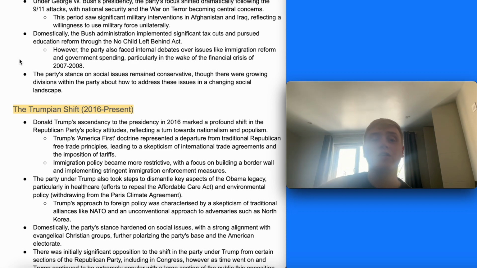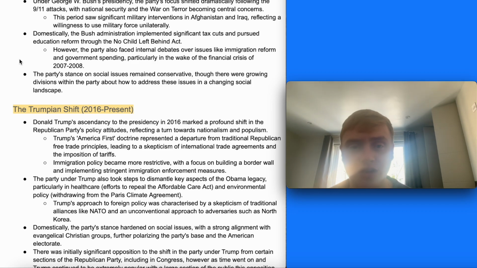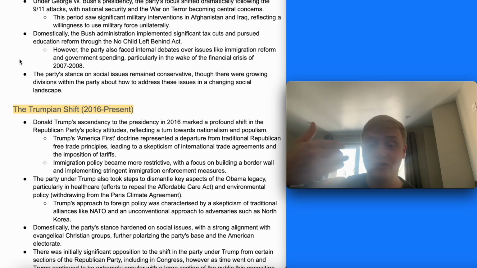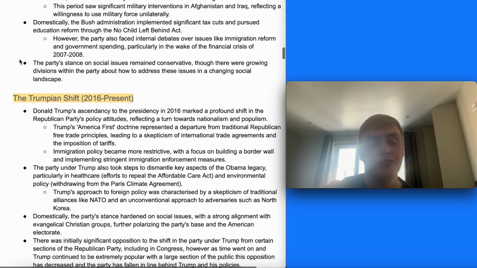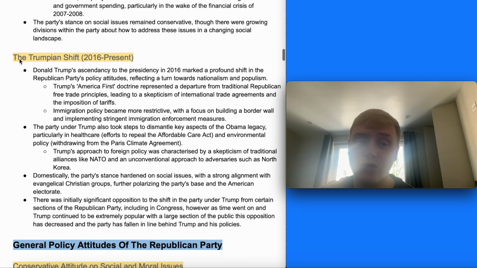However, the party also faced significant internal debates over issues like immigration reform and government spending, particularly in the wake of the financial crash. The party's stance on social issues remained conservative, though there were growing divisions within the party about how to address these issues in a changing social landscape. Crucially, in relation to understanding the party today, is the shift under Trump from 2016.